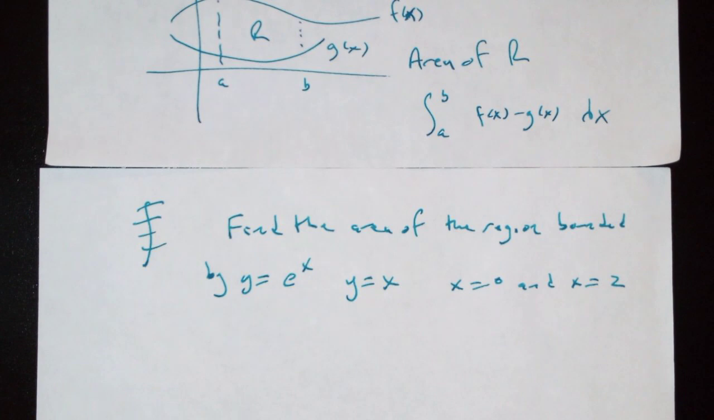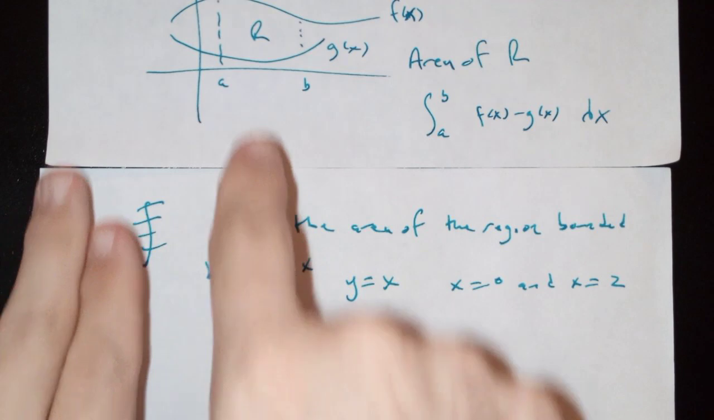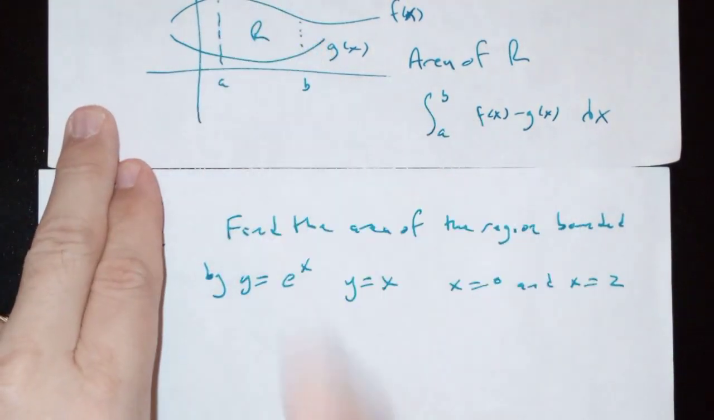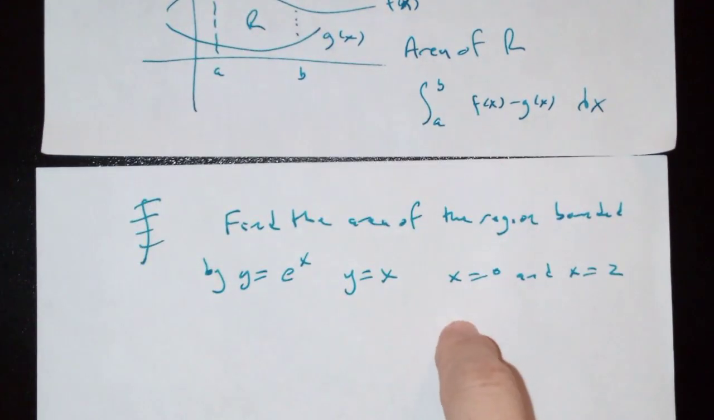Here I've given you the description of the region by saying it's got these boundaries. Y equals e to the x, that's a curve. Y equals x, that's another curve. X equals 0, x equals 2, those are numbers, but they also describe vertical lines. So I've got 4 sides to my region right here. And that means I can figure out which one's which, and then I can write an integral.